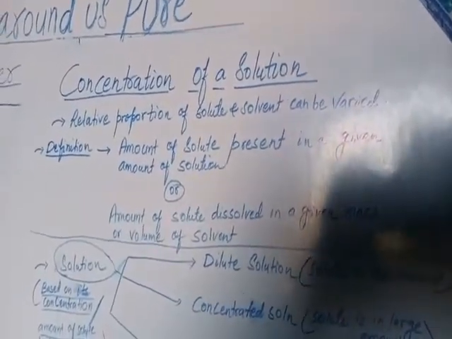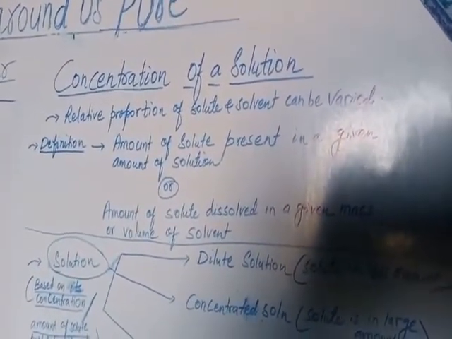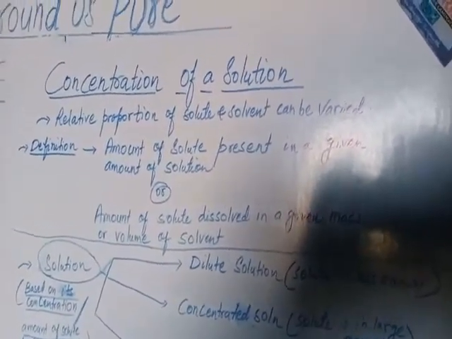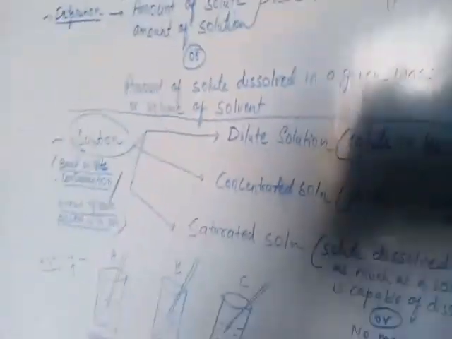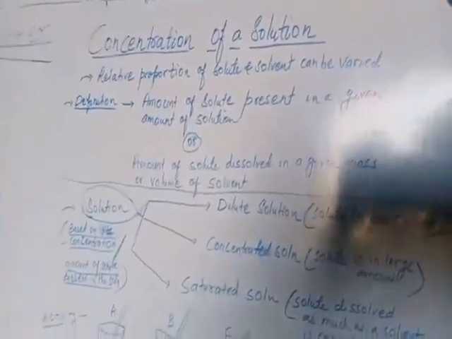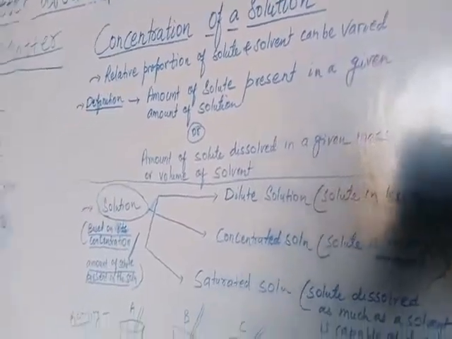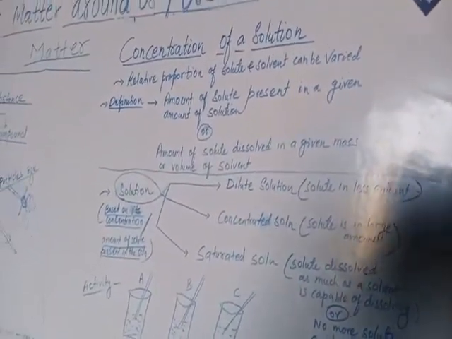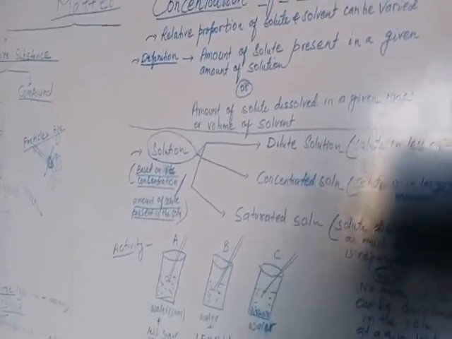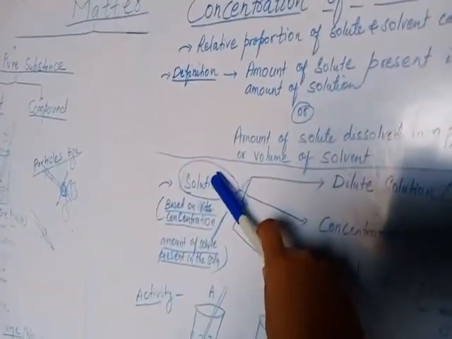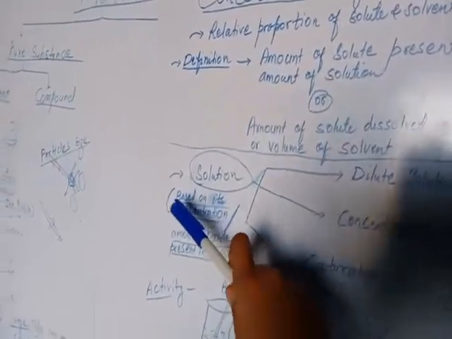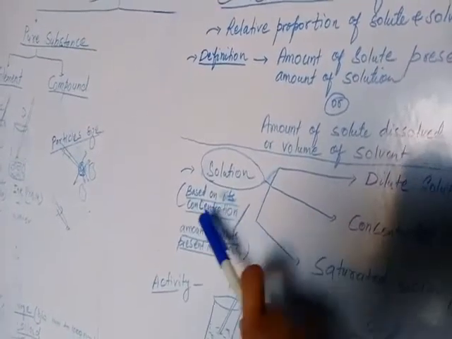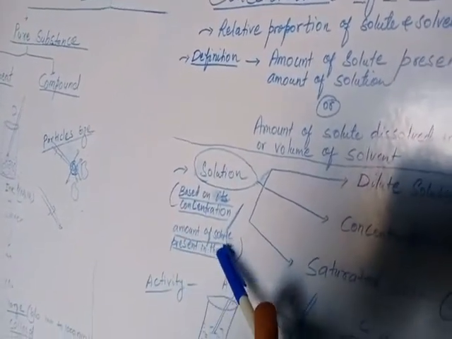If we add less amount of solute in a solvent for making a solution, then that solution is called a low concentrated solution, and if we add a large amount of solute in a solvent, then that solution is called a highly concentrated solution. Hence we can again divide solutions into three types based on the solution's concentration or the amount of solute present in the solvent.